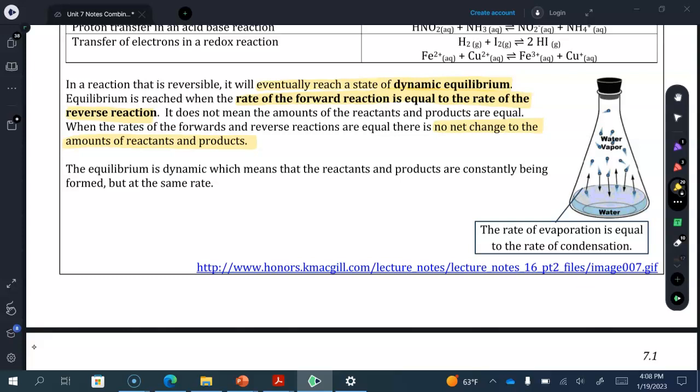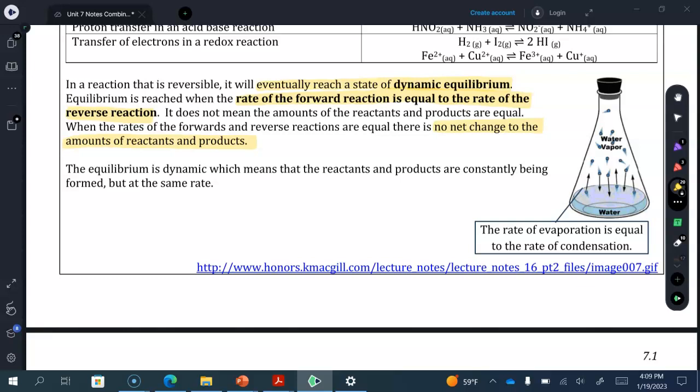Equilibrium is reached when the rate of the forward reaction is equal to the rate of the reverse reaction. This does not mean that the amounts of the reactants and products are equal. Okay, it's dynamic equilibrium, not equal concentrations. When the rates of the forward and reverse reactions are equal, there's no net change to the amount of products and reactants. So the rates are equal, but not the amounts. How fast the reaction is making products is equal to how fast the reaction is making reactants.